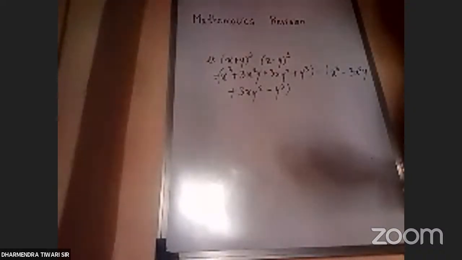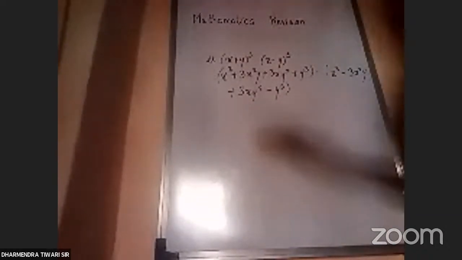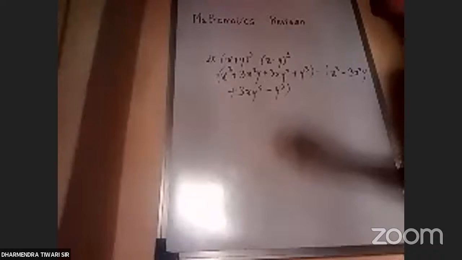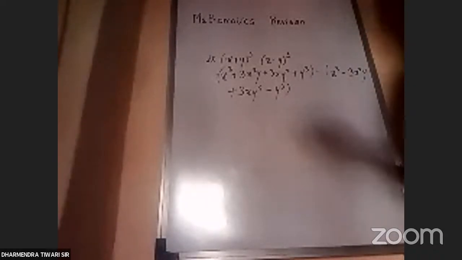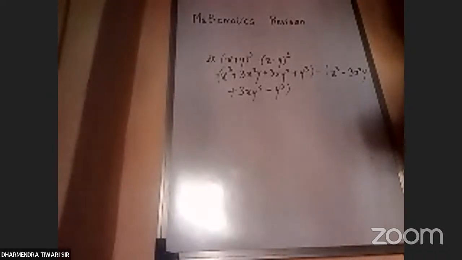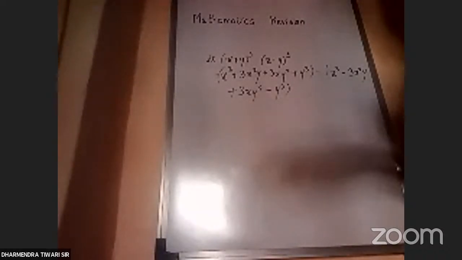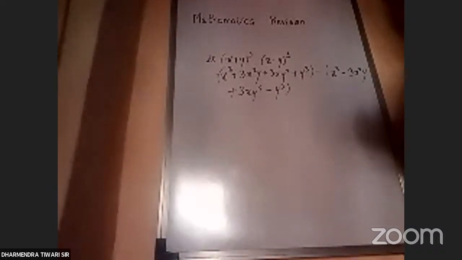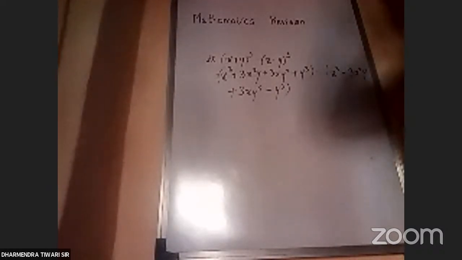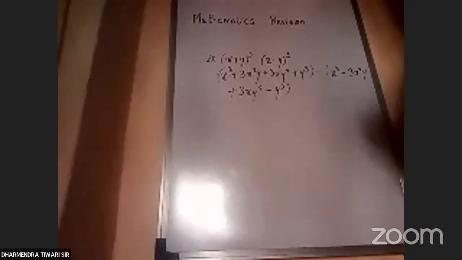Now, as we know, if we have a subtraction sign outside the bracket, whatever sign is inside the bracket gets changed to its opposite form. Minus will get converted to plus, and plus will get converted to minus after opening the bracket. So let's open the bracket.